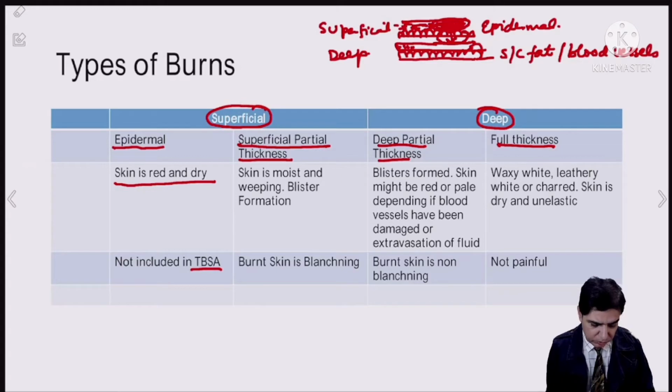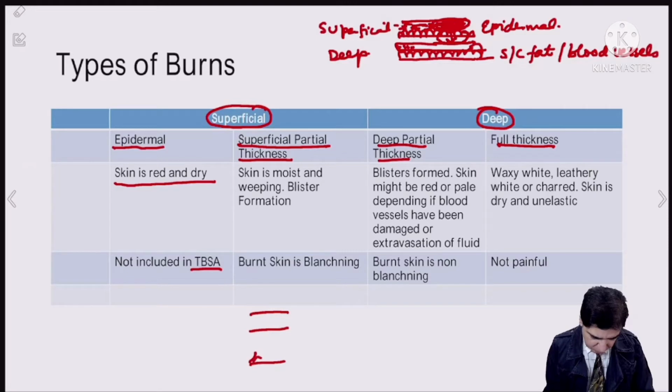Then coming down to the superficial partial thickness burns, this is one of the most common burns that we see in our practice. Here, because of a scald or dry heat, like a flame or contact with a hot object, the epidermal layer is burnt and the burn is extending into the superficial or top part of the dermis. So if I draw this, let's say this is the epidermis, and then this is the dermis. In the lower part of the dermis layer, we have the blood vessels.